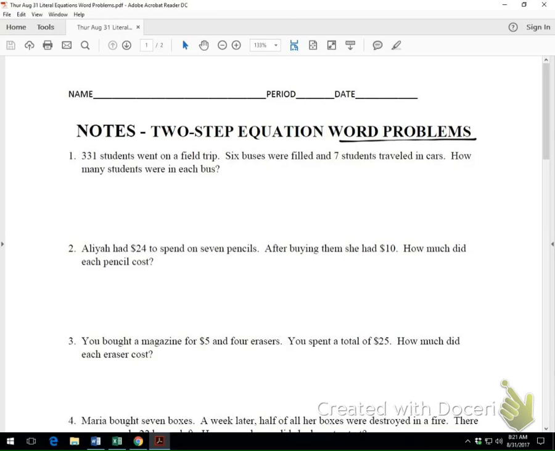There were 331 students who went on a field trip. 6 buses were filled and 7 students traveled in cars. How many students were in each bus? So we got to set this up as an equation.